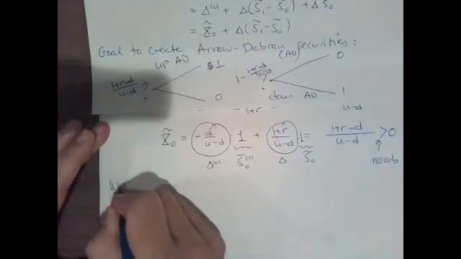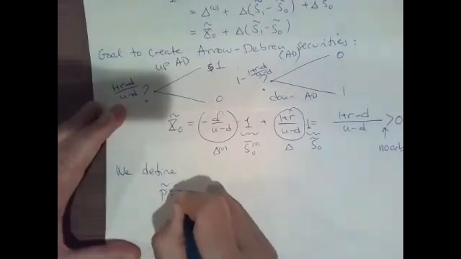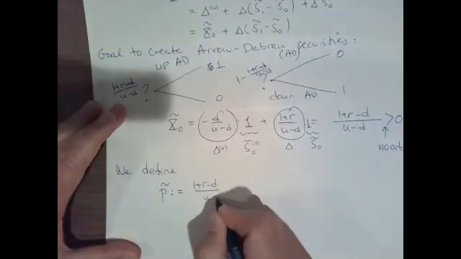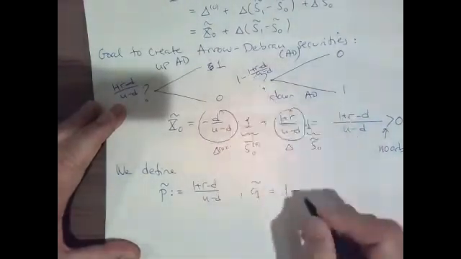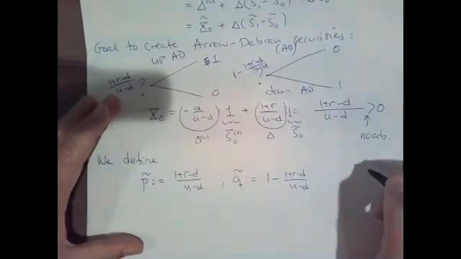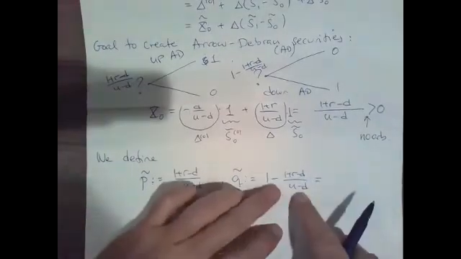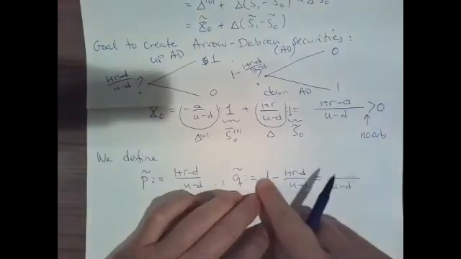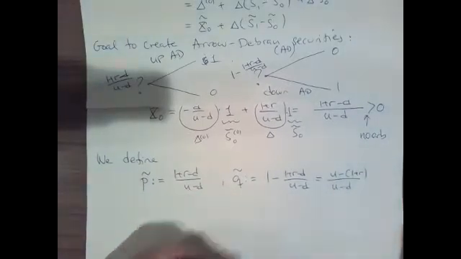So we define P tilde to be this quantity up here, (1 plus R minus D) divided by (U minus D). We define Q tilde. This is going to be 1 minus what we had up here, (1 plus R minus D) divided by (U minus D). And we can simplify this. So what would it be? You put U minus D on the same denominator. So then you have U minus D here, minus minus, this is a plus, this is U minus (1 plus R).